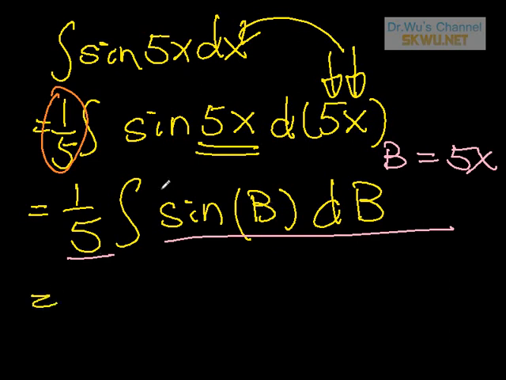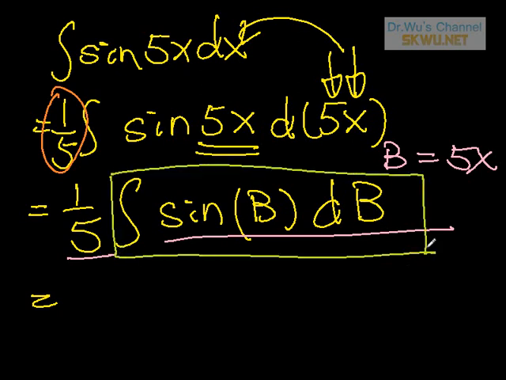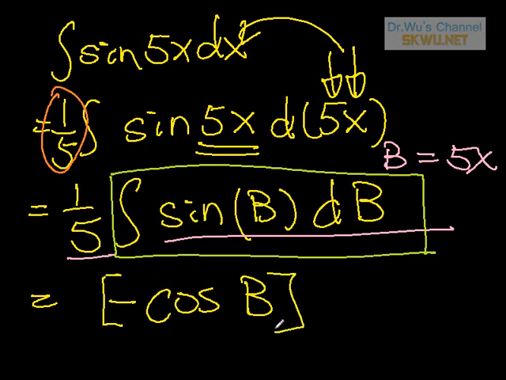If I told you this, can you find the answer for me? Yes, sure. That would be negative cosine B, right? But we still have the 1 over 5.